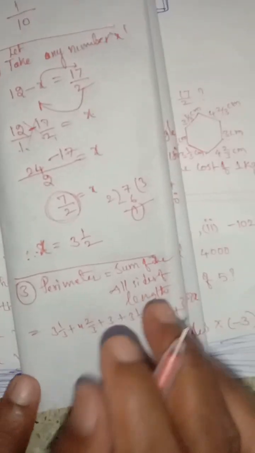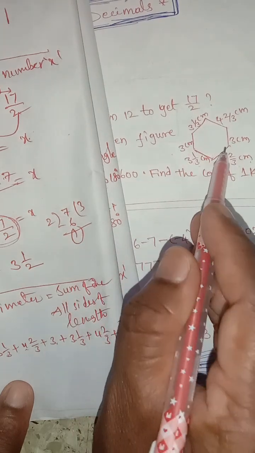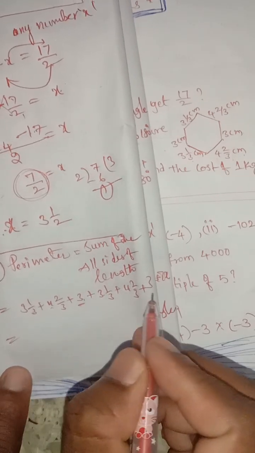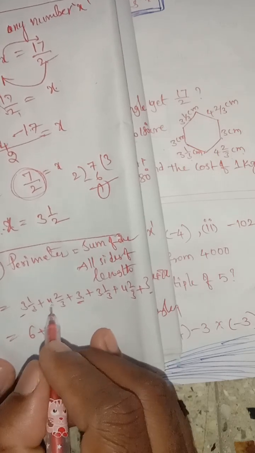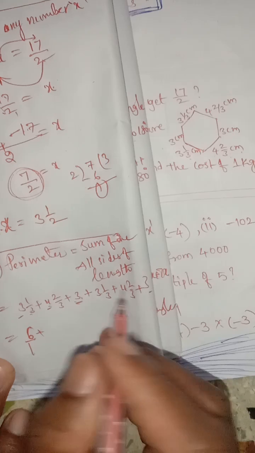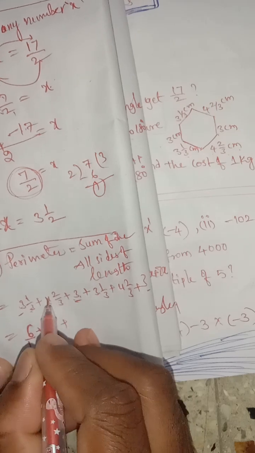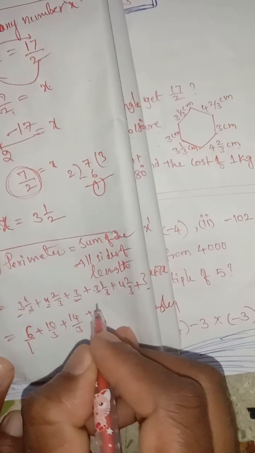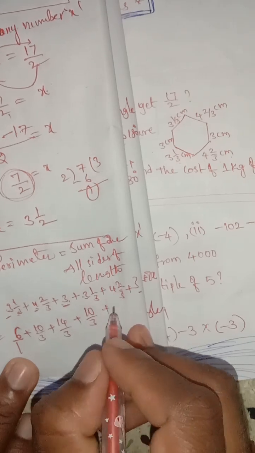So these are 6 sides, 1 2 3 4 5 6, a hexagon. Here 3 centimeter plus 3 centimeter is 6 centimeters, so 6 by 1 we can write. So 3 threes are 9 plus 1 is 10 by 3, plus 3 fours are 12, 12 plus 2 is 14 by 3, plus 3 threes are 9 plus 1 is 10 by 3, plus 3 fours are 12 plus 2 is 14 by 3.